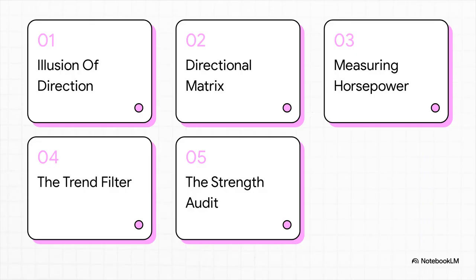So here's our curriculum for today. First up, the illusion of direction. Number 2, the directional movement matrix. 3 is measuring raw horsepower. 4, the architectural trend filter. And finally, number 5, we wrap up with the strength audit.